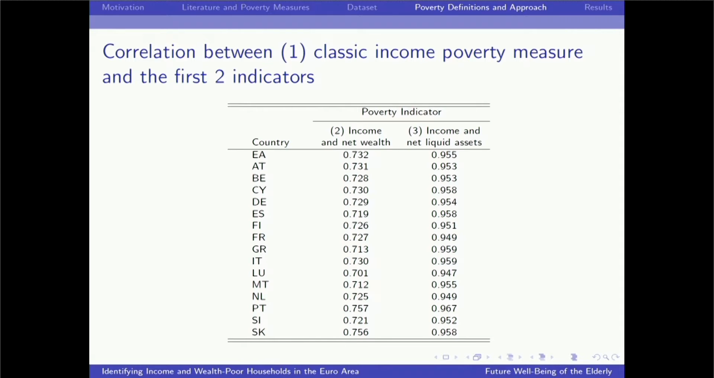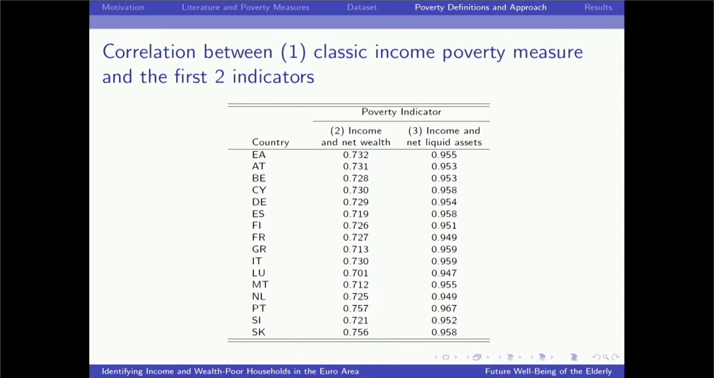And what you see is that all the correlations are actually rather high. It's always more than 0.7, and the table also shows that the measures based on income and on net liquid assets. So indicator 3 is highly correlated with the classic income poverty measure. And that means that those households that are classified as income poor, they are also income and net liquid assets poor.